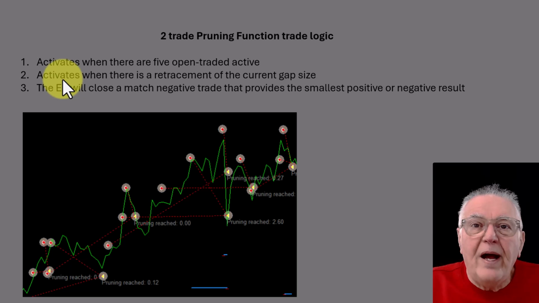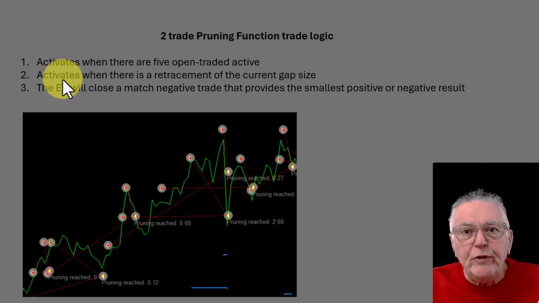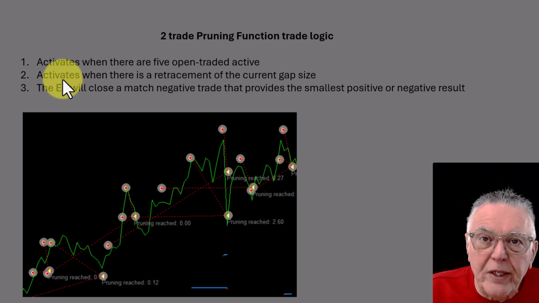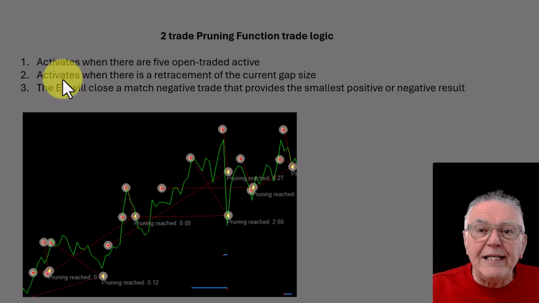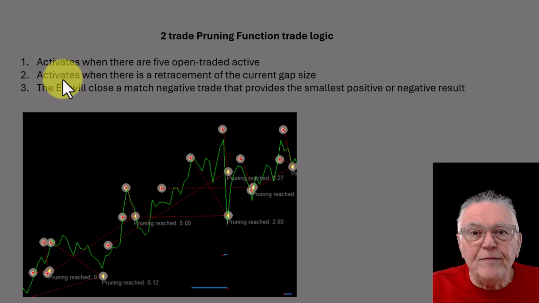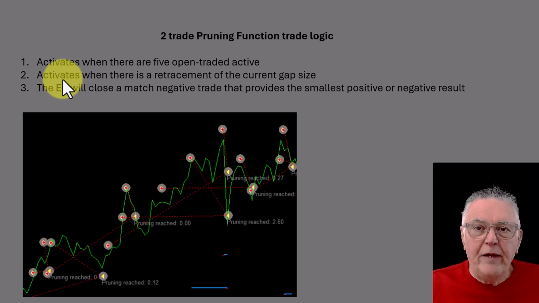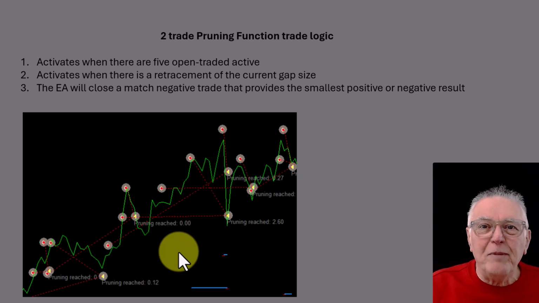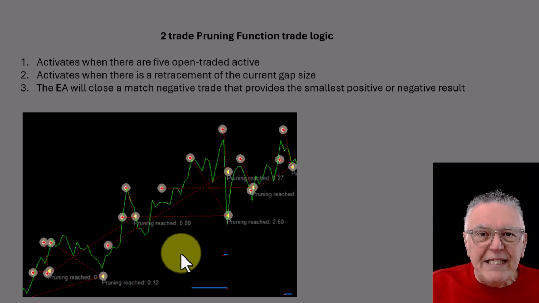So once there are 5 open trades, what happens is that whenever there is a retracement of one gap size, the EA will close the retrace trade and also go and find a trade that is negative that can be offset against that closed trade in a positive way. On your screen you can see examples of this, and as I said, it will become a lot clearer when we actually see live trading.